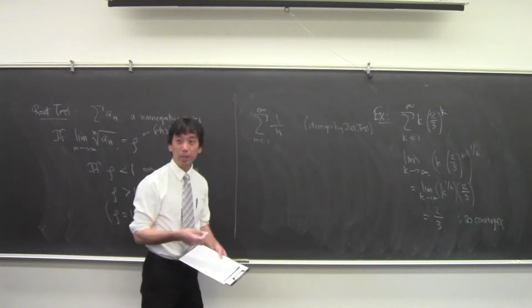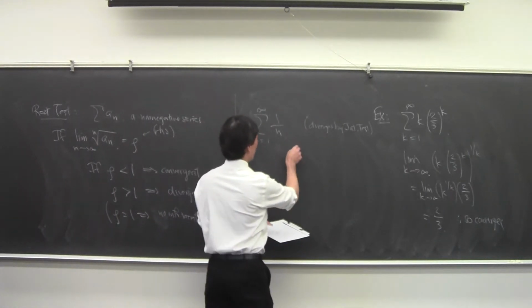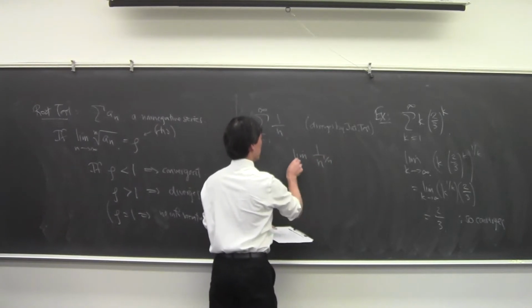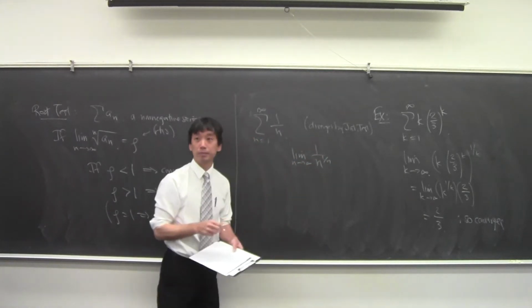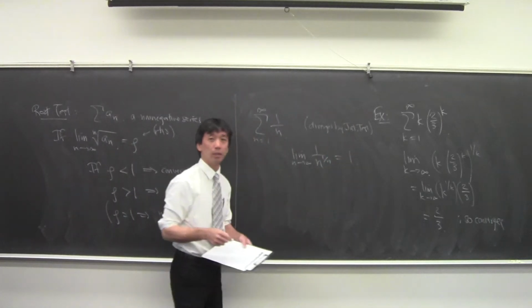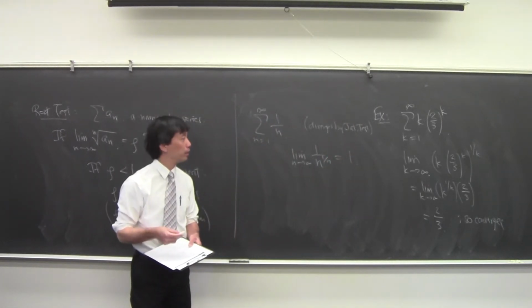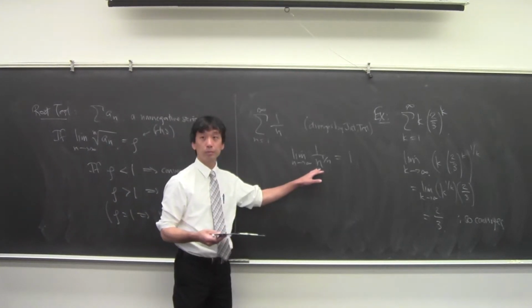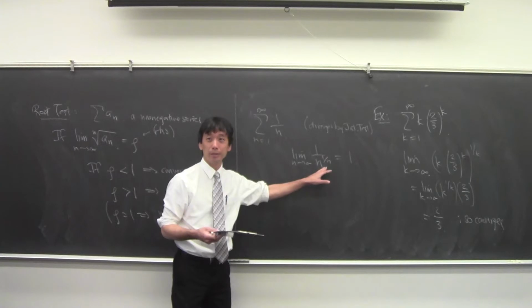But if we apply the root test to it, we're going to get 1 over n to the 1 over n as n goes to infinity. And that gives us a 1. Is that okay, Anna? Yeah. Okay.